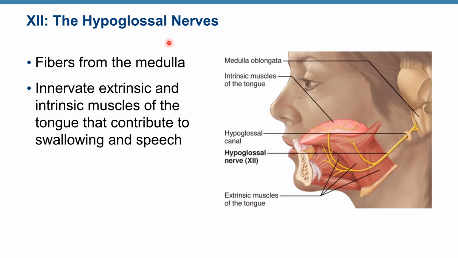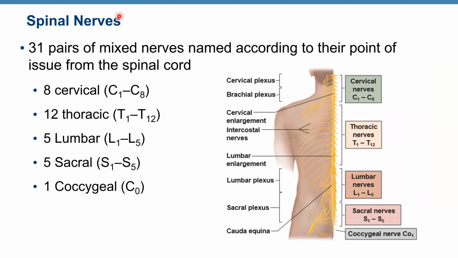12 is hypoglossal nerve. This one innervates your tongue, but this is responsible for movement of the tongue. Remember 7 and 9, they bring sensory information from your tongue. That was cranial nerve number 7, facial, and number 9, glossopharyngeal. But hypoglossal is responsible for tongue movement. And of course, then it helps you in swallowing and speech. Now, spinal nerves.